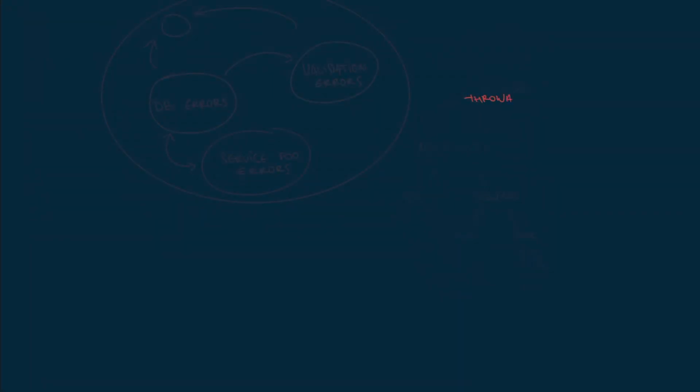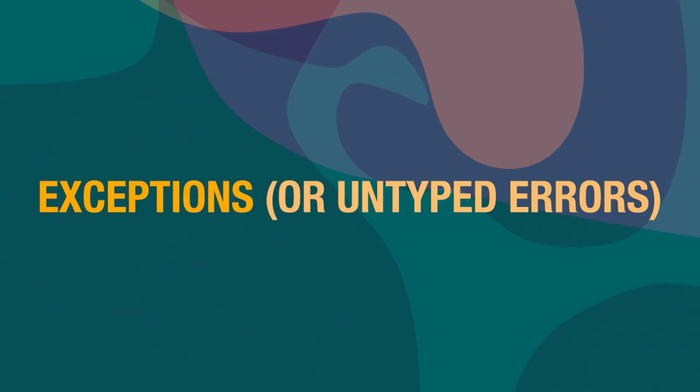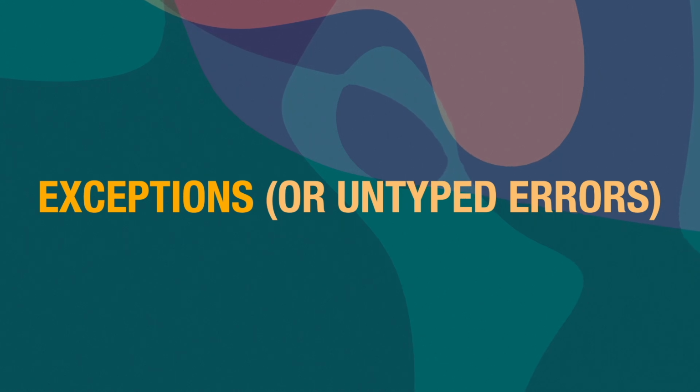Because many languages come with some extensible exception mechanism, we can use this main root exception as a common denominator. It could be Throwable, Exception, Error, or whatever. This kind of composition can destroy the specifics of an error and lose the whole point of typed errors. Exceptions or untyped errors, on the other hand, do not appear in types, which is their strength and weakness.